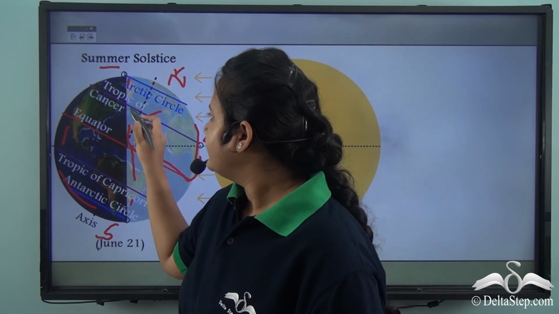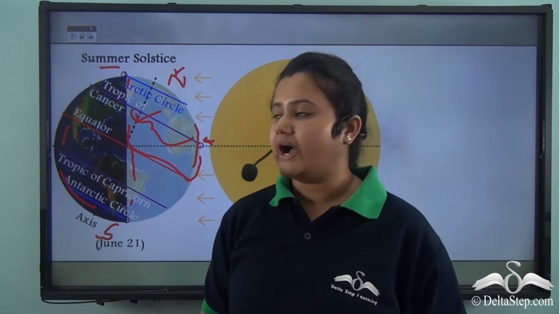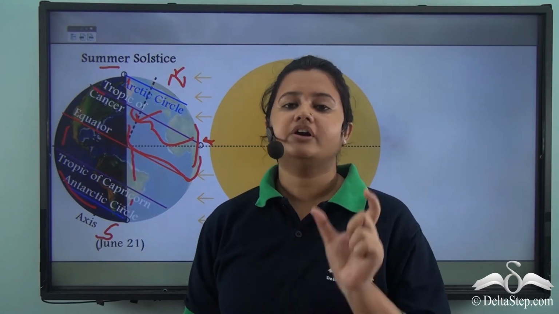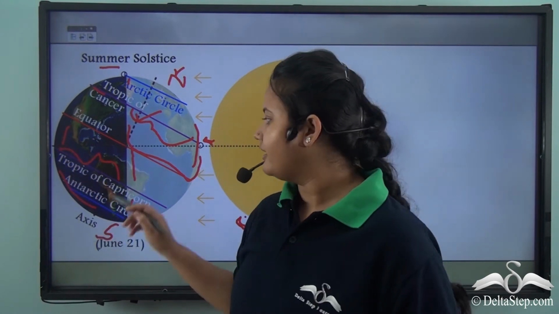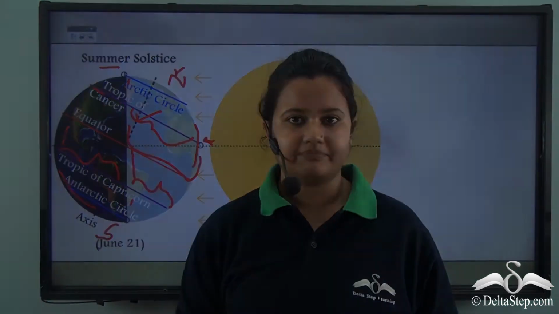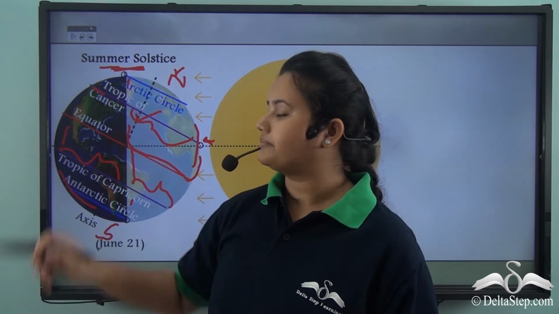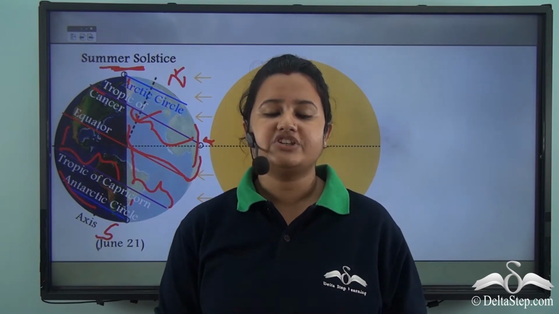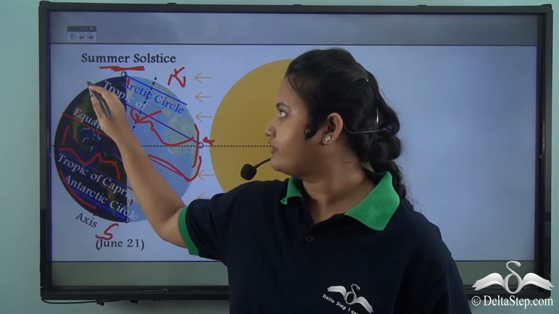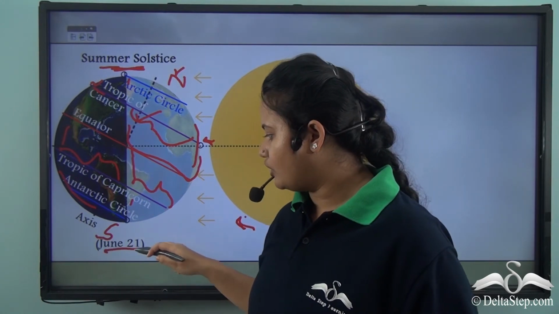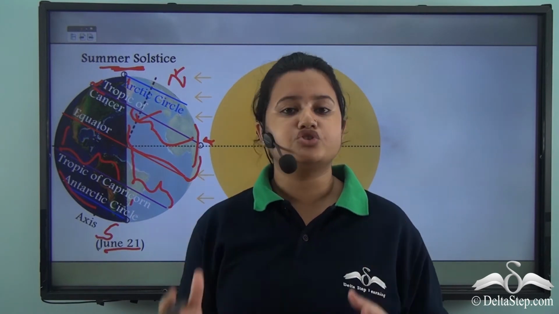Now also the duration of day is maximum in northern hemisphere, while night prevails for shorter duration. While in southern hemisphere nights are longer while days are shorter. Now this moment of the year is known as summer solstice. Now the particular day on which this occurs, or the particular day on which the sun is overhead the Tropic of Cancer, is 21st of June. So this moment of the year is also known as June solstice.